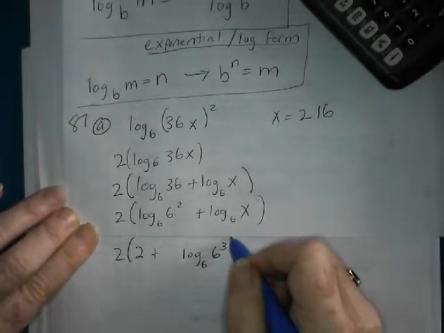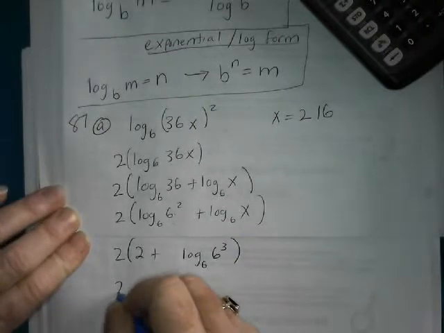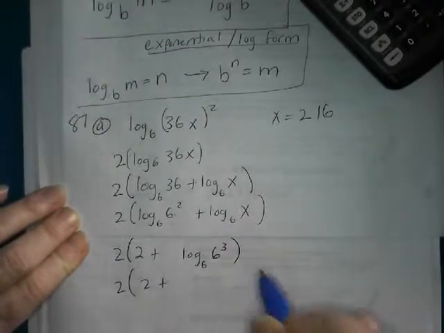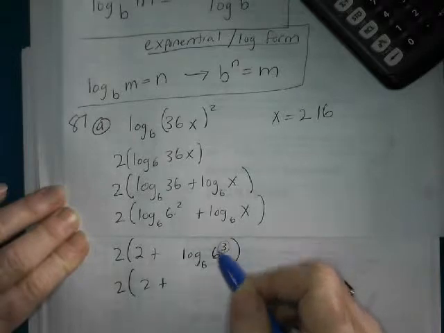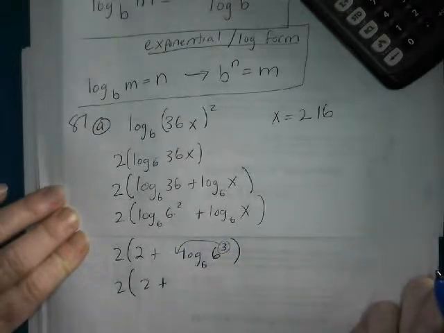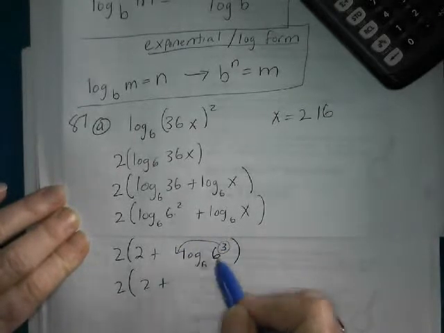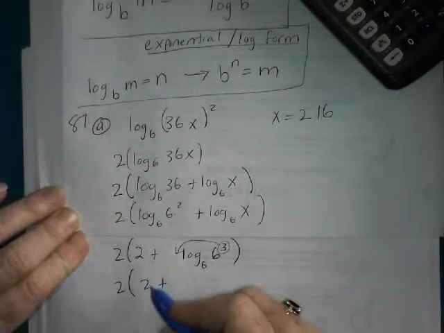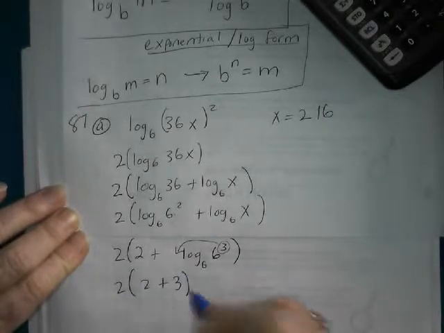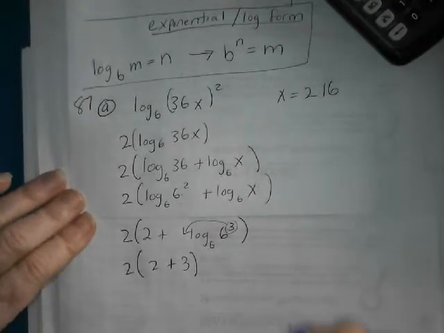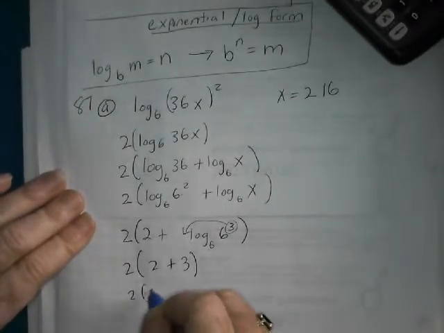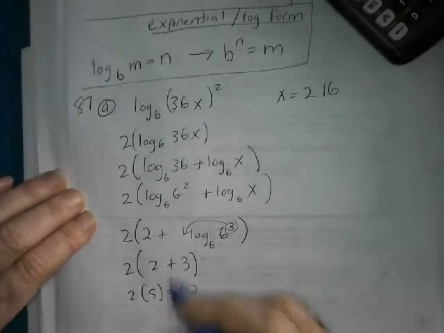Okay, and then keep going, 2 plus, now I can use the log law that says the 3 comes out front, and log base 6 of 6 is 1, so now I have 2 times 2 plus 3, and then that can be simplified to 2 times 5, and the answer becomes 10. And so that's what they want.